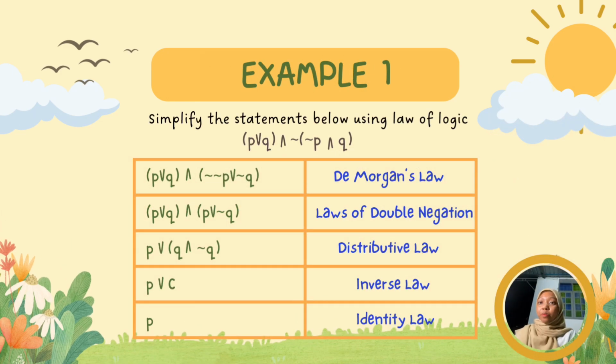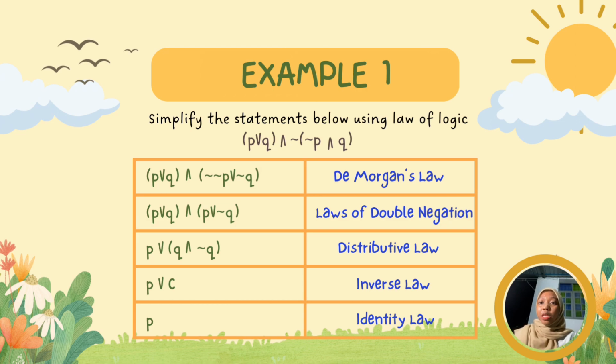Let's go to the example. Example 1, the question is: simplify the statement below using laws of logic. In bracket, P or Q close the bracket, and not in bracket not P and Q close the bracket. First step, we do in bracket P or Q close the bracket and in bracket not P or not Q close the bracket. We call this De Morgan's law. Next, we do in bracket P or Q close the bracket and in bracket P or not Q close the bracket. We call this the law of double negation.